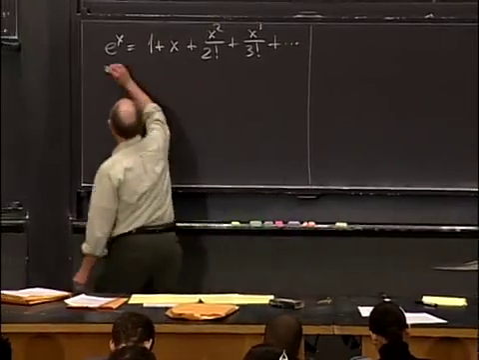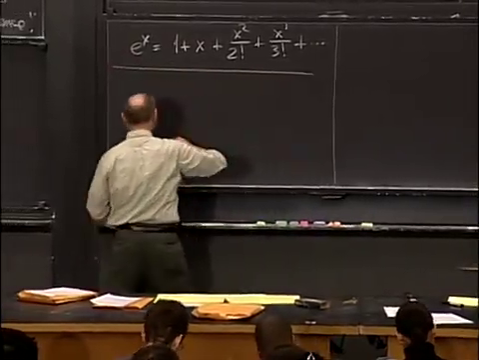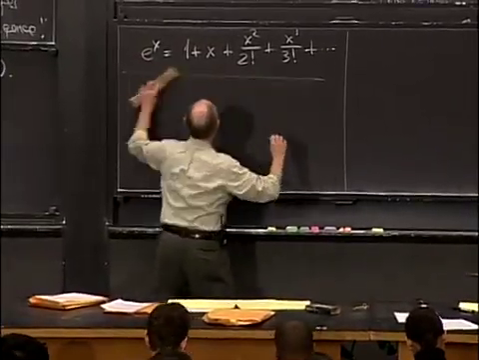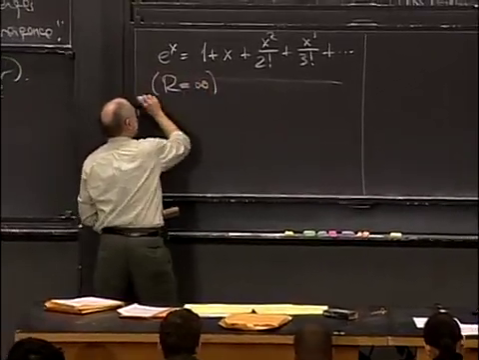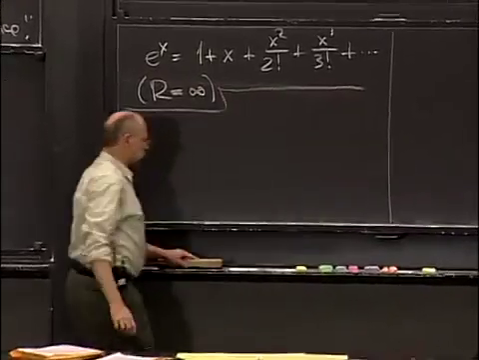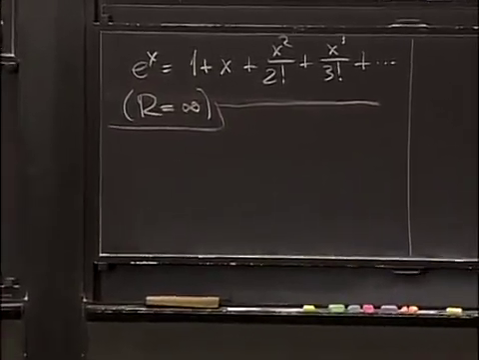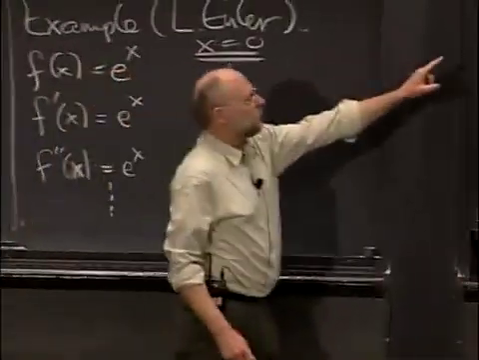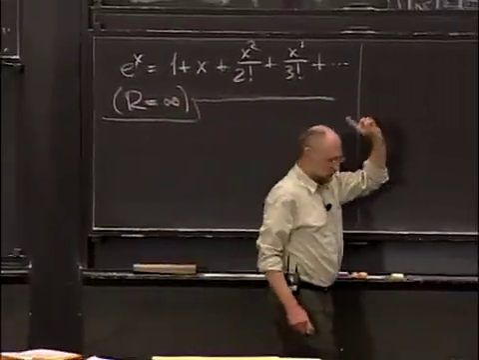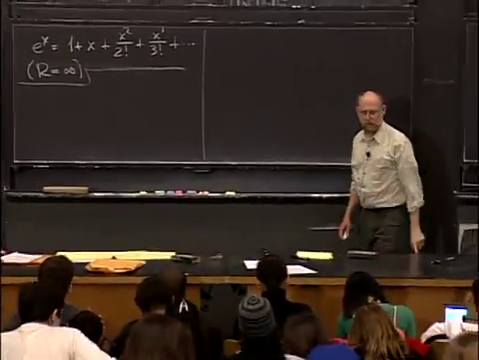Let's do another basic example of a power series. Oh yes, and by the way, whenever you write out a power series, you should say what the radius of convergence is. And for now, I will just tell you that the radius of convergence of this power series is infinity. That is, this sum always converges for any value of x. And I'll say a little more about that in a few minutes.